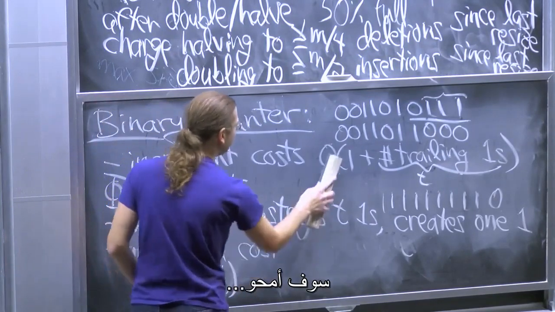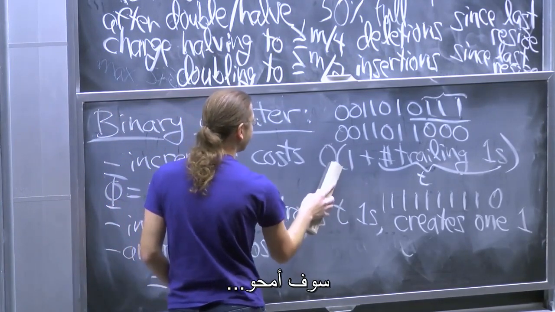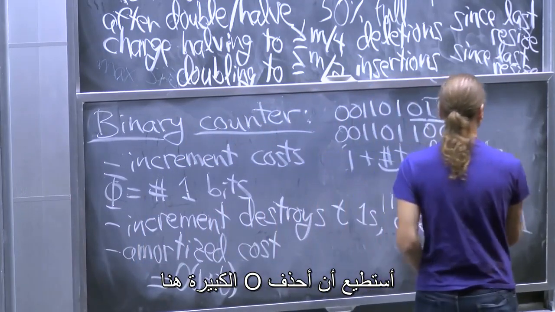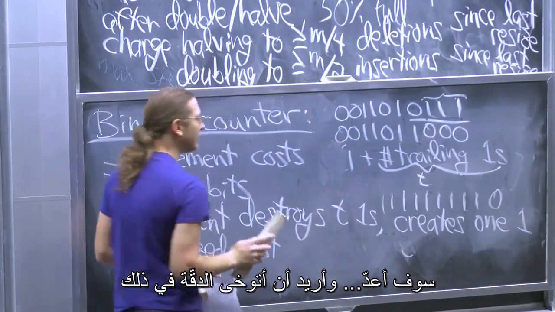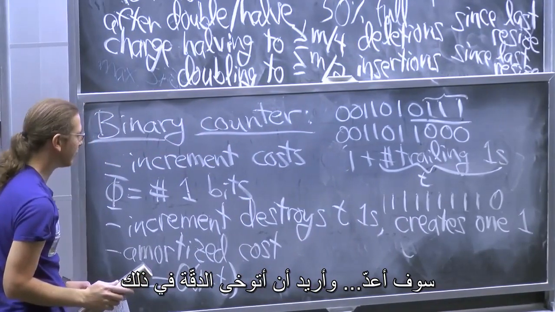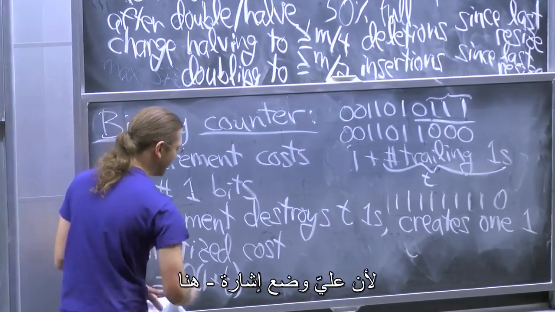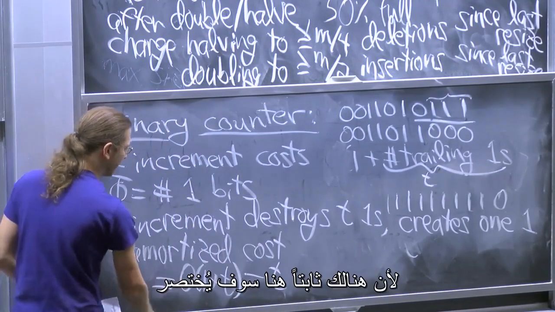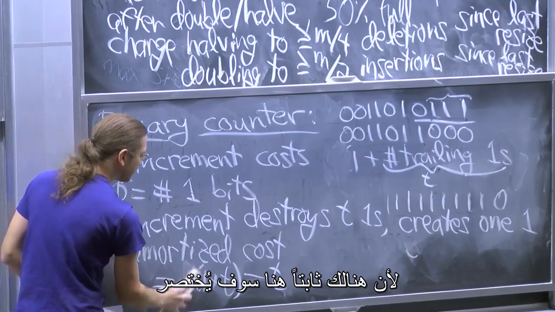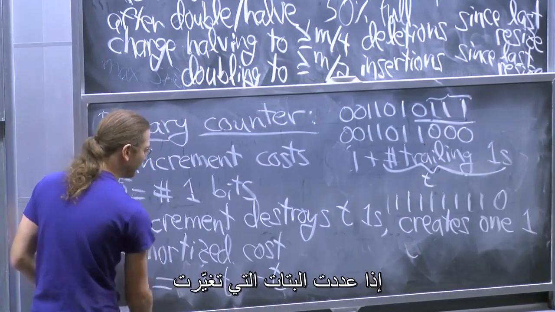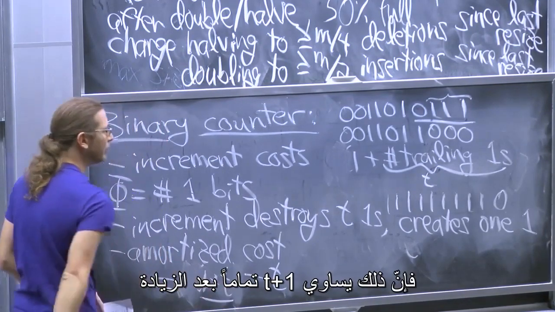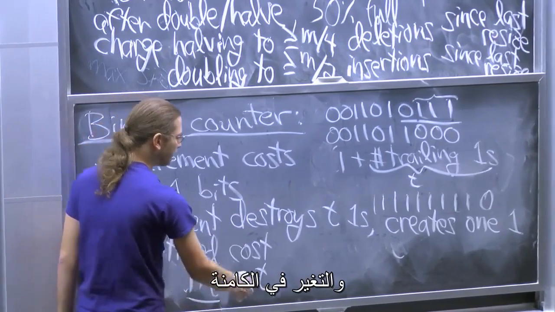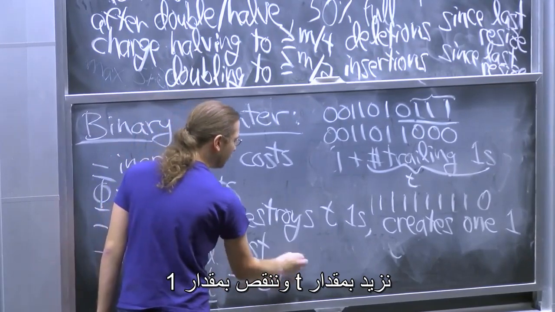I'd like to remove the big O if I could. I want to be a little bit precise about my counting because I have to do a minus sign here. If I just wrote minus t, that doesn't quite work out because there's a constant here that I have to annihilate. If I count the number of bits that change, then that's exactly 1 plus t in an increment. And now the change of potential is that I decrease by t, I increase by 1.